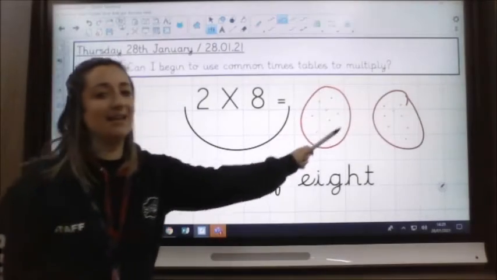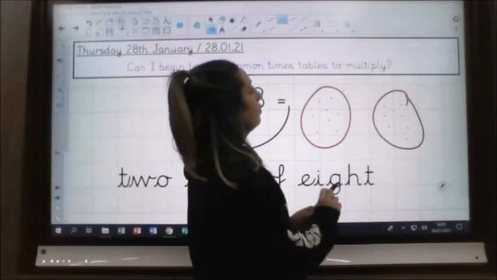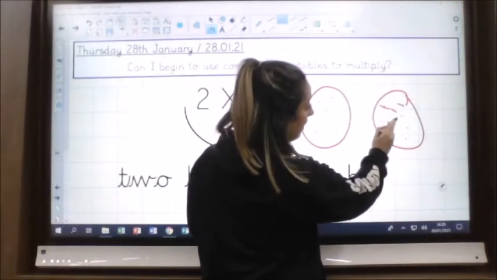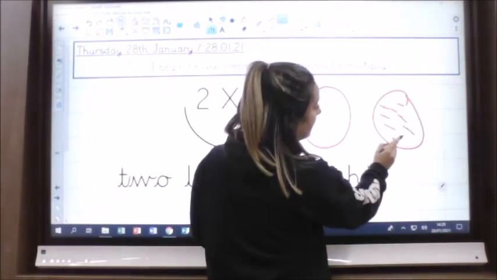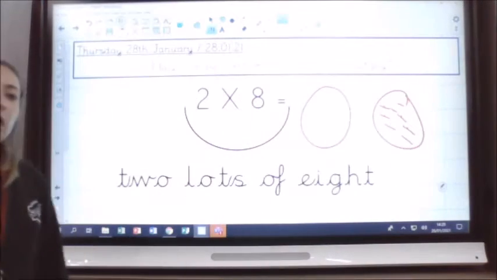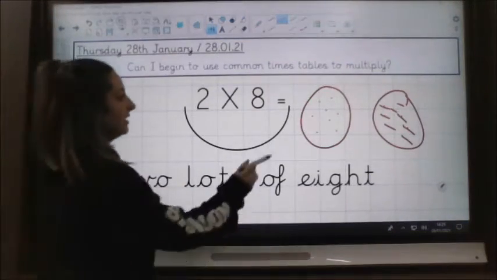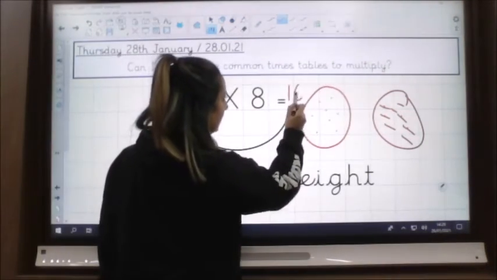So I know I've got 8 in one, and then I can start crossing off in my next box. So 8, 9, 10, 11, 12, 13, 14, 15, 16. So 2 lots of 8. How many dots were there altogether? There were 16. So I can write my answer here.